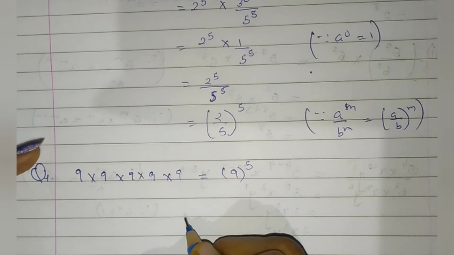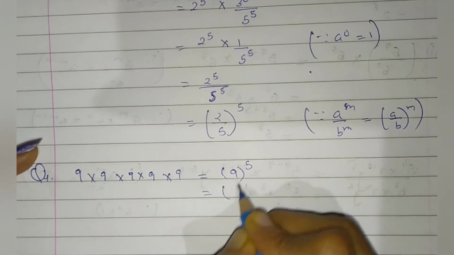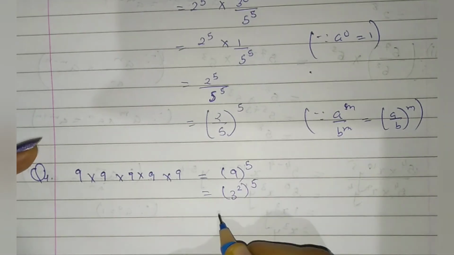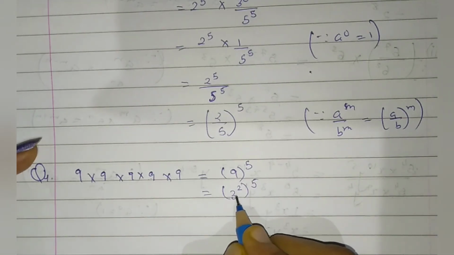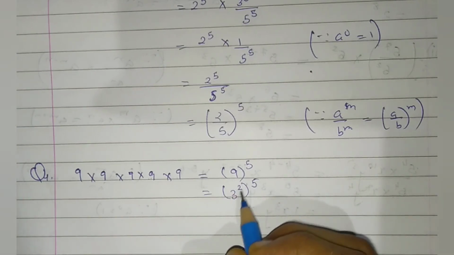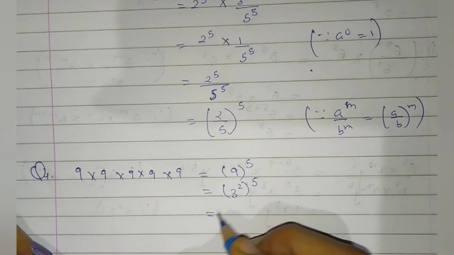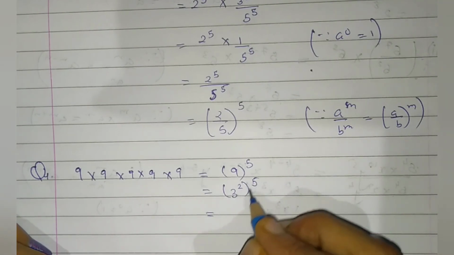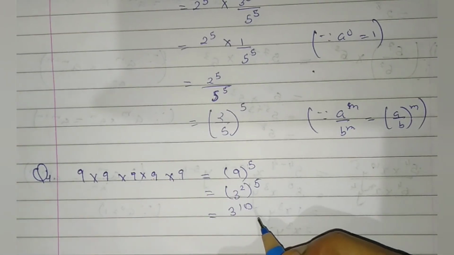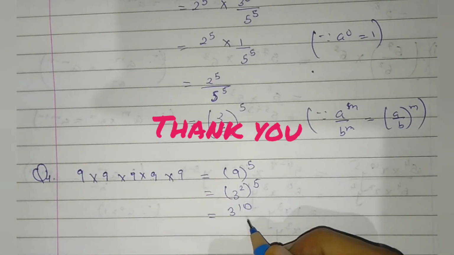Okay, power 5. Now if we write 9 as 3 raised to 2, whole raised to 5. Okay, 3 raised to 2 means 3 into 3 is 9. So 3 raised to 2 we can write instead of 9. So 3 raised to 2 into 5 is 3 raised to 10. So the answer is 3 raised to 10.